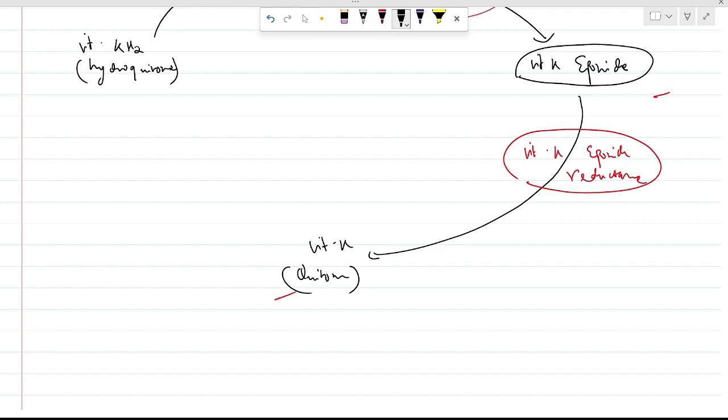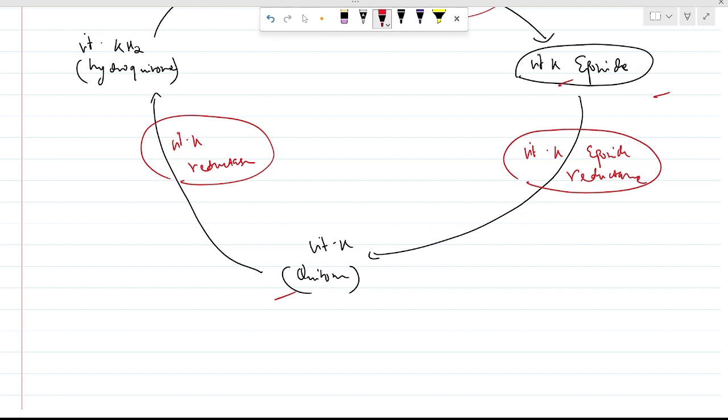Finally, this vitamin K quinone form is converted to vitamin KH2 hydroquinone. And what is the enzyme here? This enzyme is simple vitamin K reductase. Epoxide to vitamin K is epoxide reductase. K to hydroquinone is vitamin K reductase. These are the two most important enzymes in the vitamin K cycle.